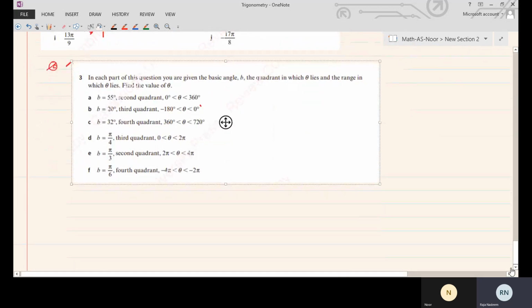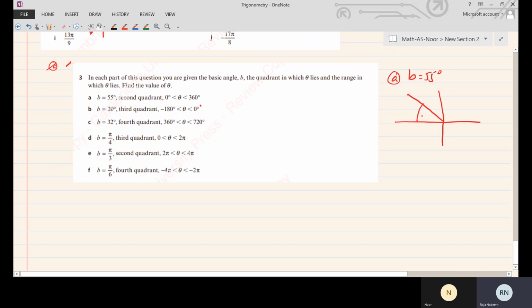This is a question. In each part of the question you are given the basic angle B, the quadrant in which theta lies, and the range in which theta lies. Find the value of theta. Theta is the general angle. So the basic angle is given. Like in part A, the basic angle is 55, and your angle lies in the second quadrant. Second quadrant means you move anti-clockwise from the x-axis, and you'll get 125 by subtracting from 180.